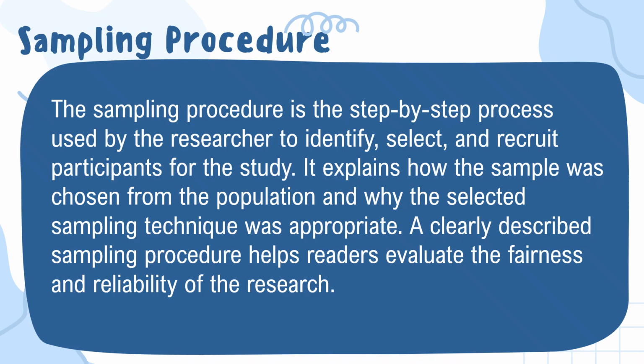So for example, first, the researcher obtains the official list of grade 12 students. Second, each student is assigned a number. Third, the researcher uses a random number generator. Fourth, the required number of respondents is selected. That entire sequence is the sampling procedure. So if I only write we use random sampling, is that already a complete sampling procedure? No, because we still need to explain how the random sampling was actually carried out.